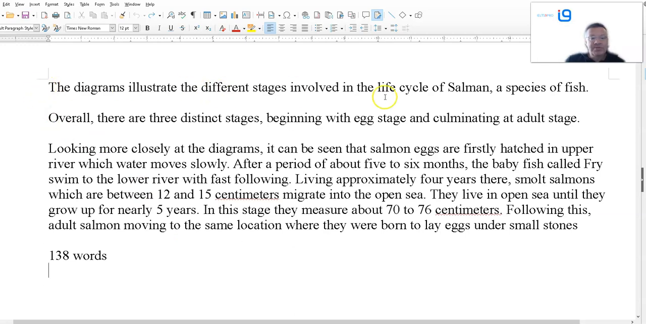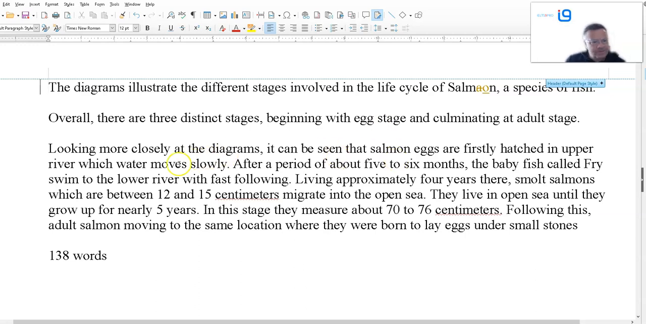So you've got the diagrams of the life cycle of salmon, species of fish. Oops, that shouldn't be there, should it? There's caps. Why is that? How did my caps lock come on? So, species of fish, 3 distinct stages. Well, there's not. There's actually kind of 4: eggs, fry, smolt, adult fish.